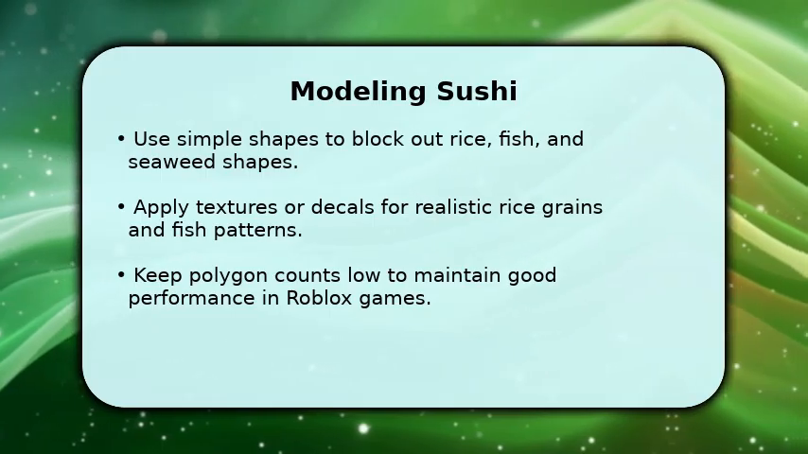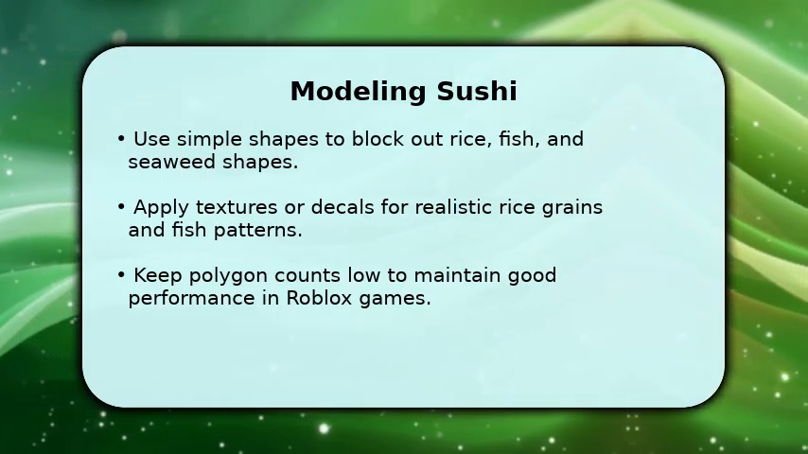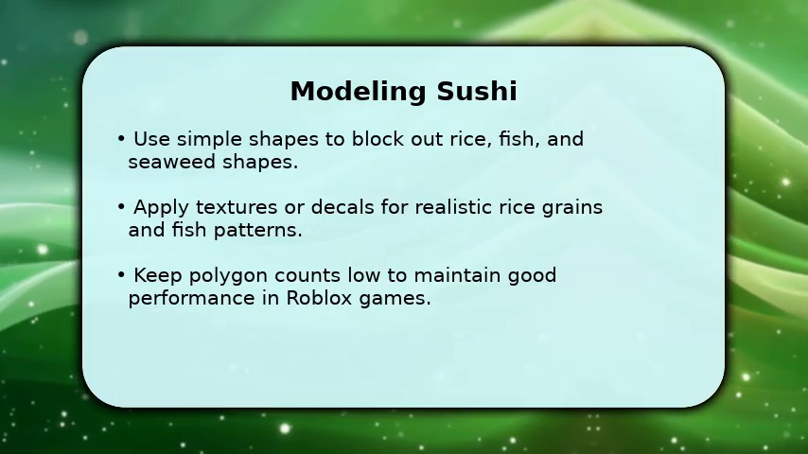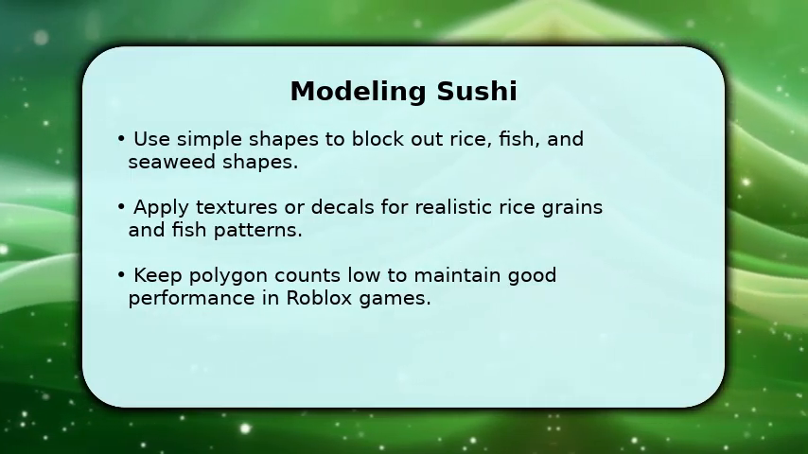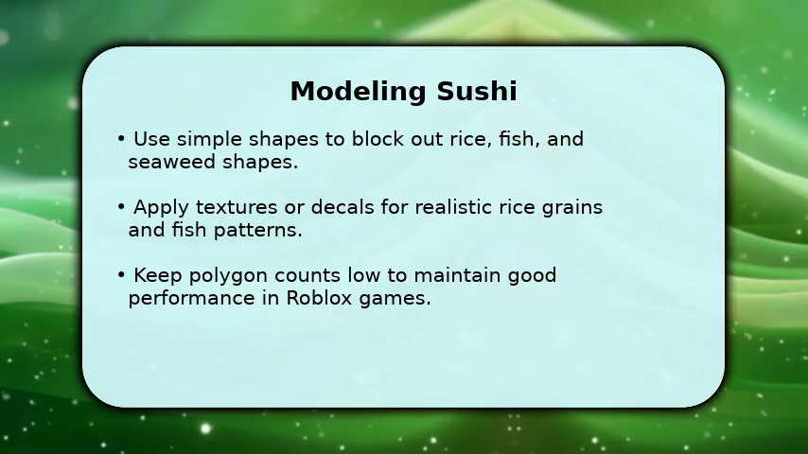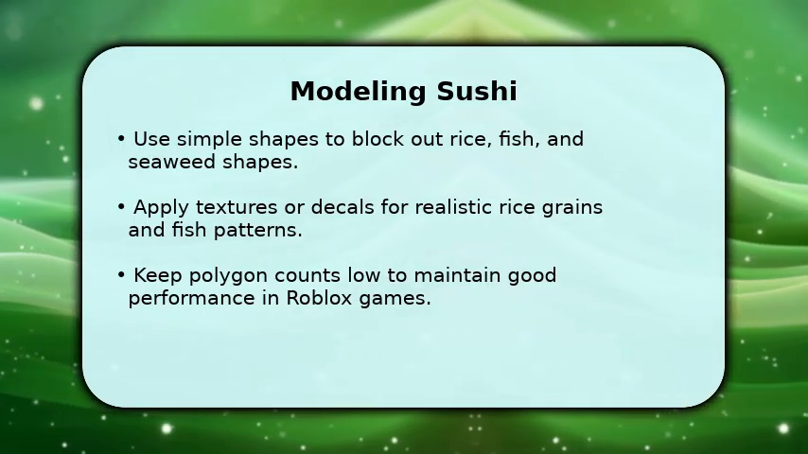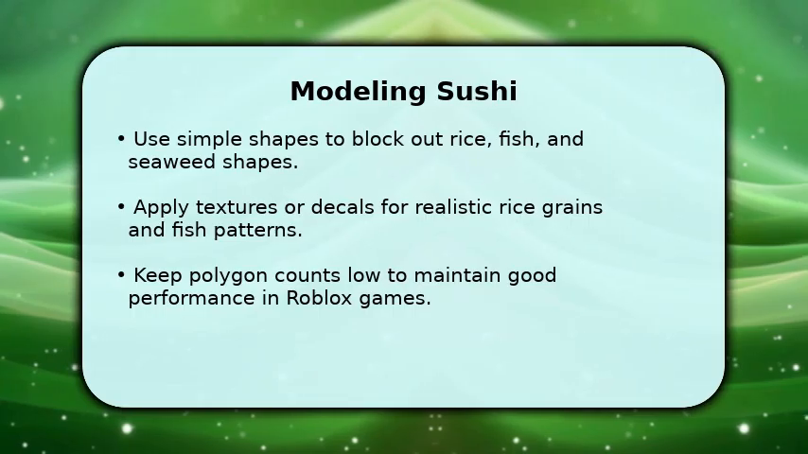Use surface appearance or decals for color and texture to avoid heavy meshes. Parent assets to server storage until ready, and create variants for nigiri, maki, and tamaki. This makes it easy to spawn different sushi types during gameplay.